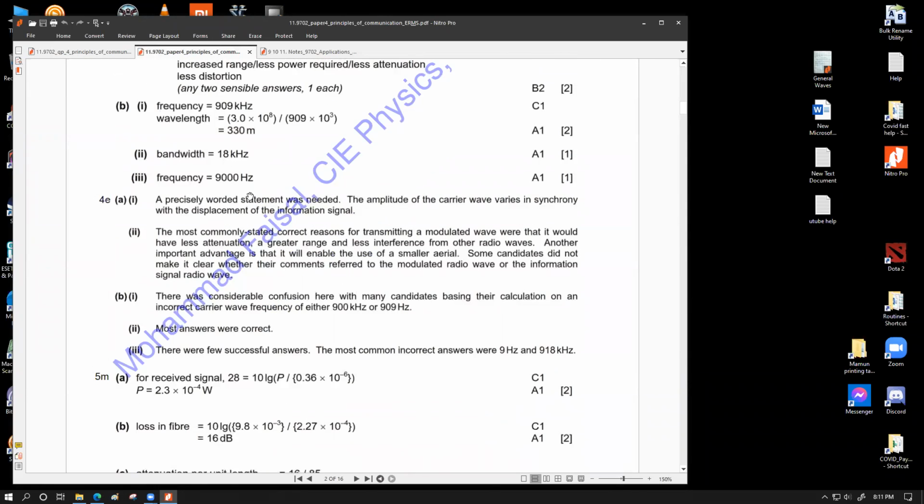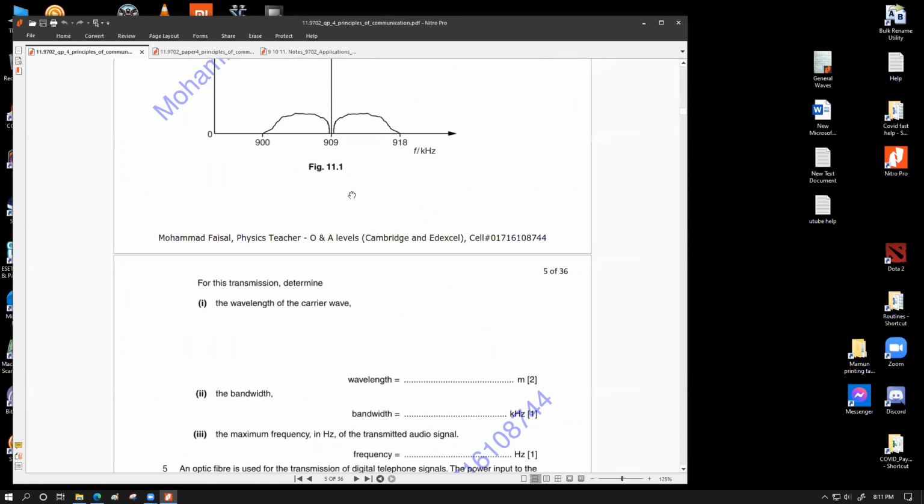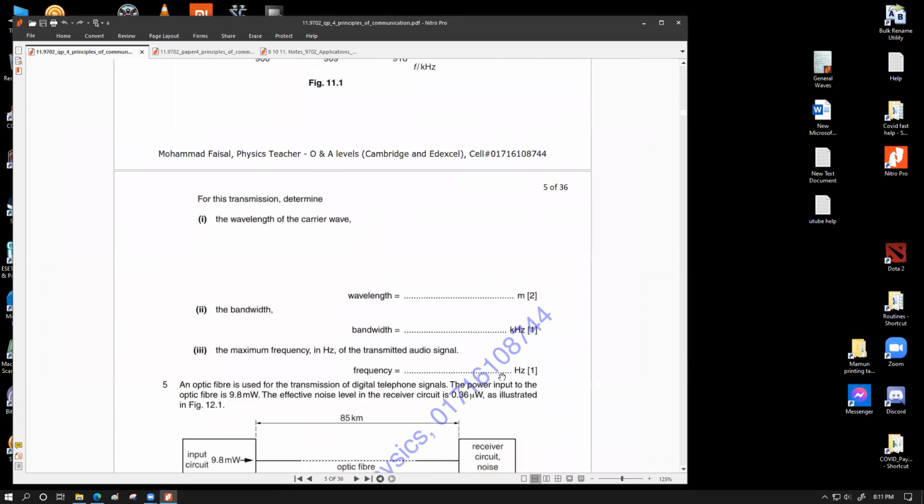18 kilohertz, and then, sorry, why did I mess up? Oh, sorry, 909 to 918. So this is fA. I was saying it right, but calculating it wrong. So this would be 9 kilohertz, or because they have written only hertz over here, you cannot write 9. You have to either write 9,000 or 9 times 10 to the power 3. Either of these will work.